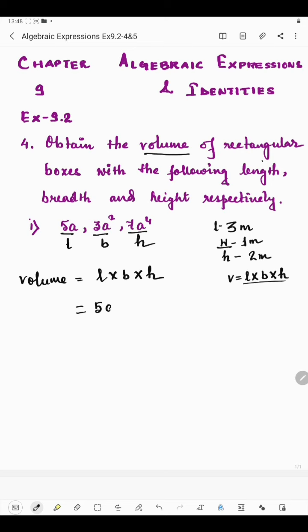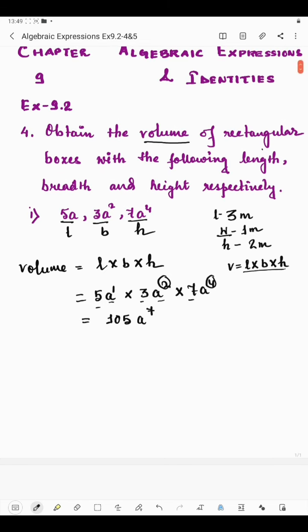So length is 5a multiplied by 3a square multiplied by 7a to the power 4. First we will multiply the numbers. 5 3s are 15, 15 7s are 105. Now here we have only a as variable, so we'll count the powers: 4 plus 2 is 6, and here is 1, so 6 plus 1 is 7. So it will be a to the power 7. So the volume of the first part will be 105 a to the power 7.